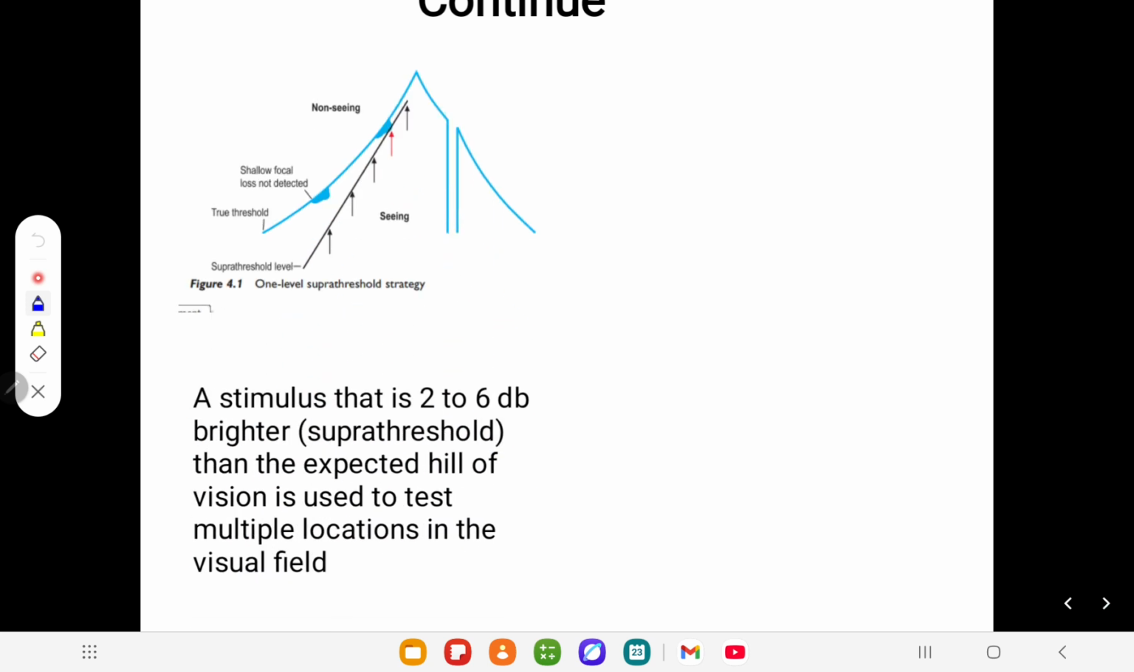Basically, one-level suprathreshold is a stimulus that is 2 to 6 decibel brighter, which is definitely suprathreshold. The expected hill of vision is used for the test at multiple locations. So we have a rough idea of the hill of vision, isn't it? At every point we put a stimulus around 2 to 6 decibel brighter to examine the visual field. If there is any sharp depression, then we will find it for the screening, isn't it?